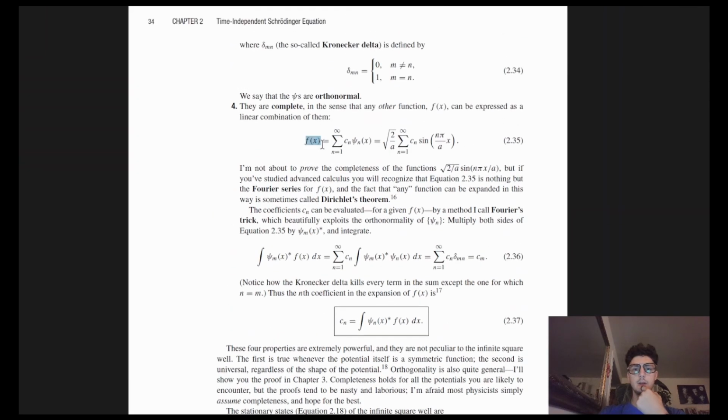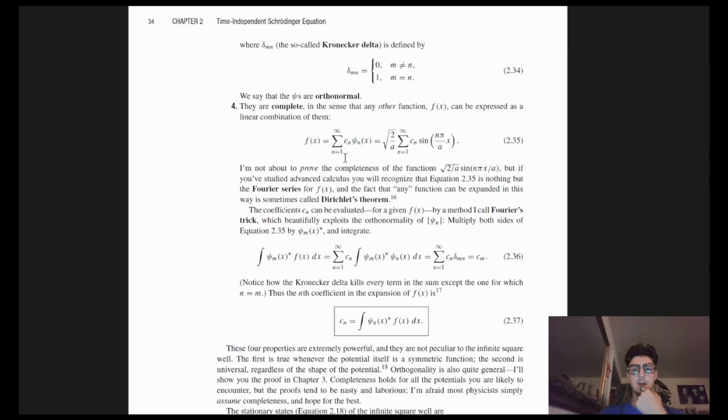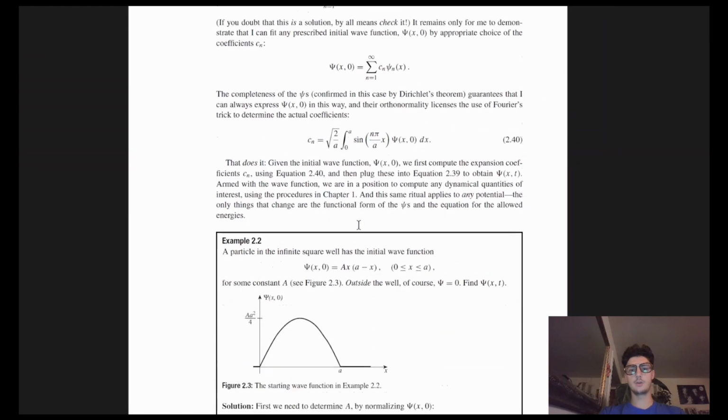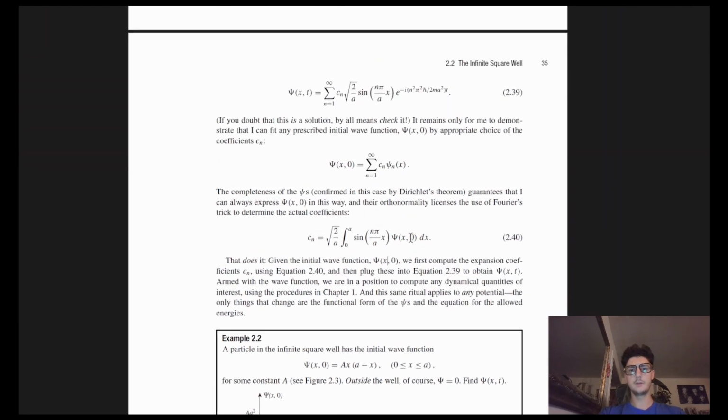So over here, f of x, you can create this function by doing Cn times psi n and summing that over all of the n's. In this case, our psi n is the basis functions of the infinite square well potential. So this is how we are starting the problem. We find the Cn's by plugging in our function here and doing this integral, right? If you're given this, you can integrate and do it. It might be hard, but you could do it.